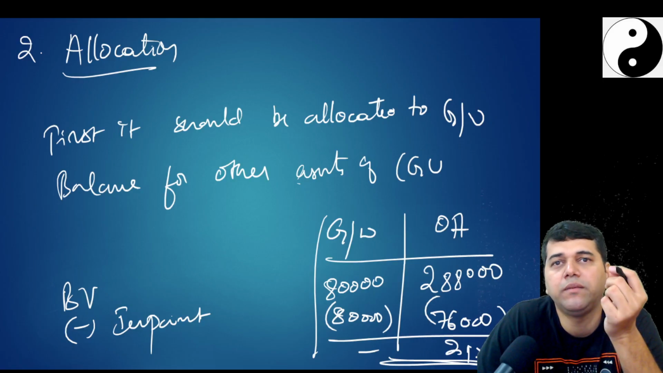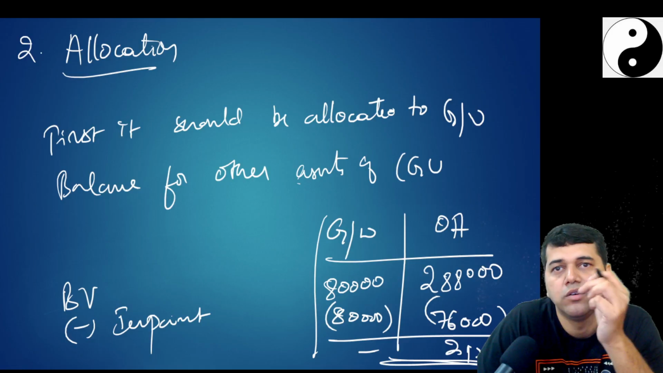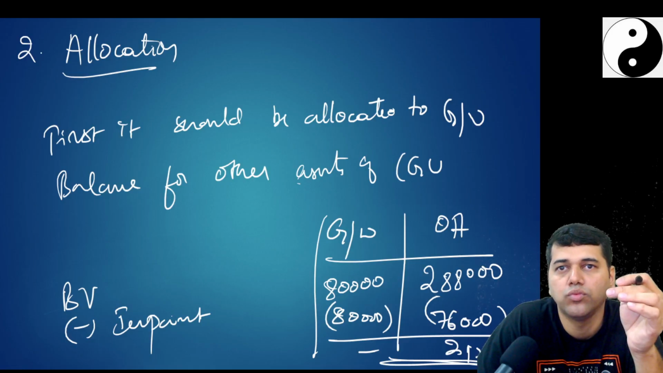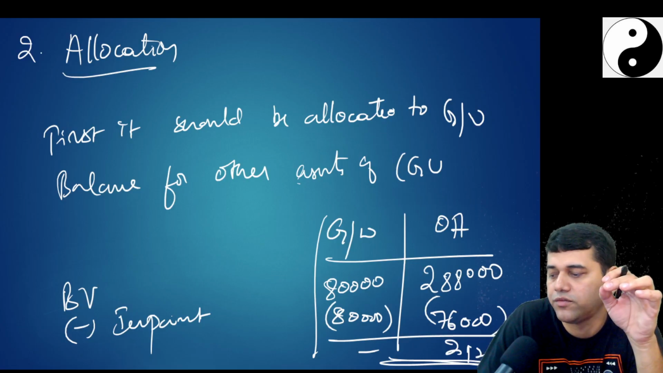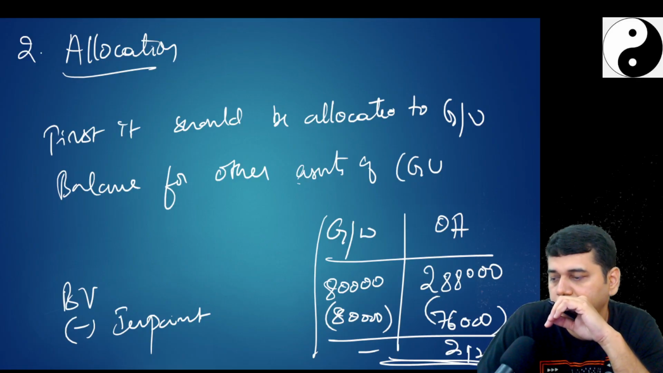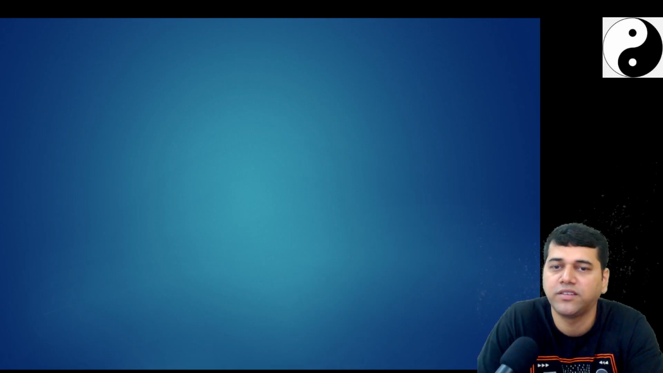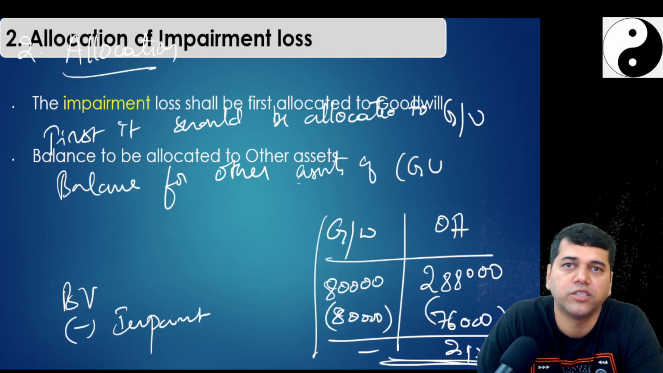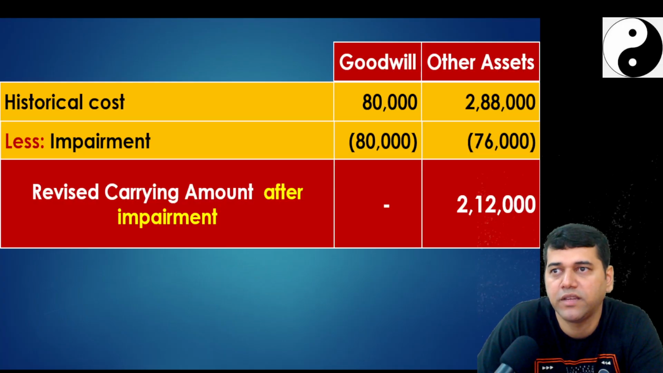Your accounting entry will be impairment expense account debit to goodwill, other assets of the CGU. Now we need to talk about the reversal. Okay, so this is clear, allocation is clear, and this is the carrying amount after impairment, the revised new book value, right? Reversal.